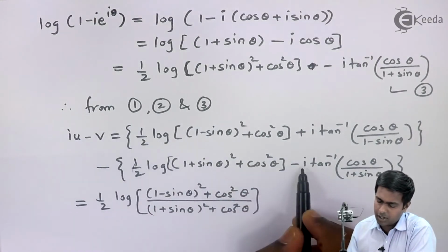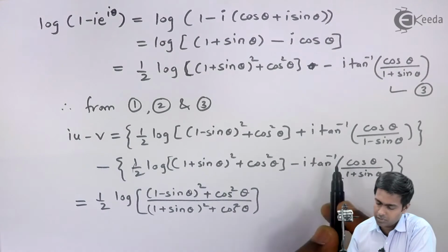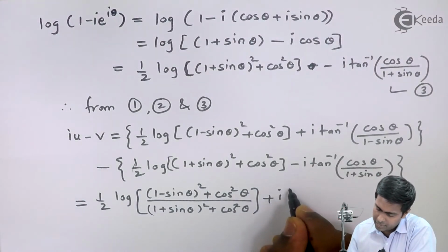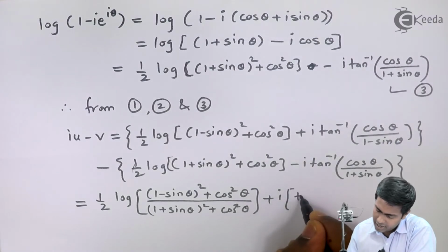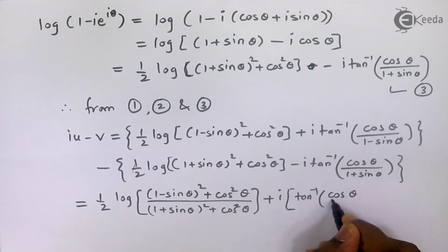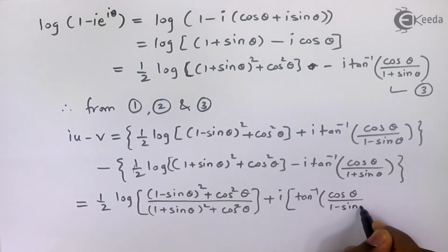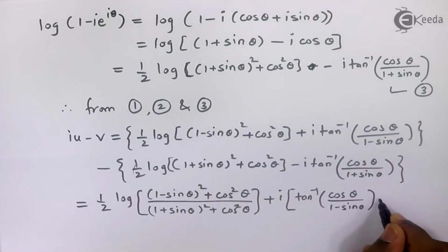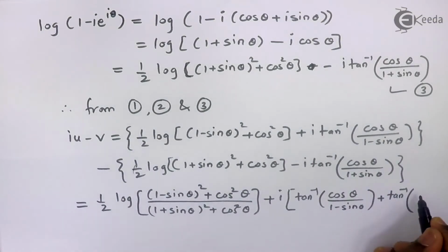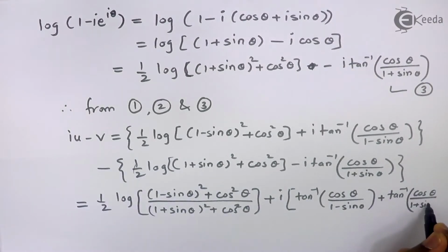Similarly, this will become plus i tan inverse of the term. From these two terms I can take i outside, and inside the bracket we get tan inverse of (cos theta upon 1 minus sin theta) plus tan inverse of (cos theta upon 1 plus sin theta).